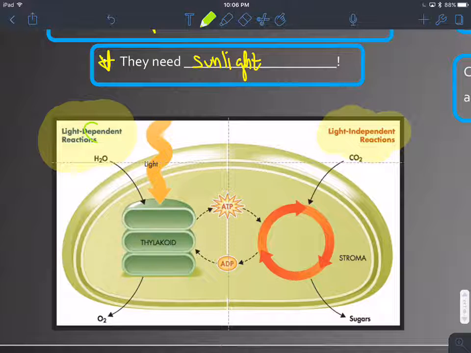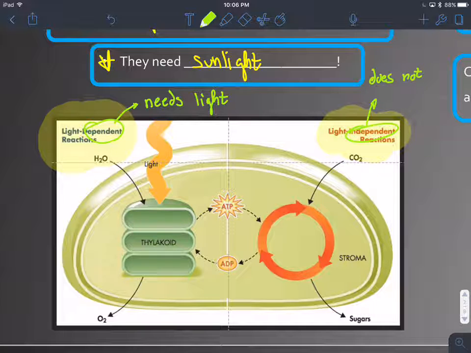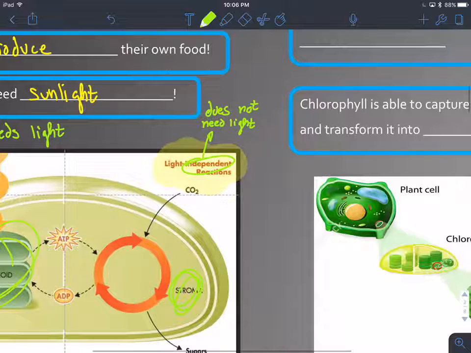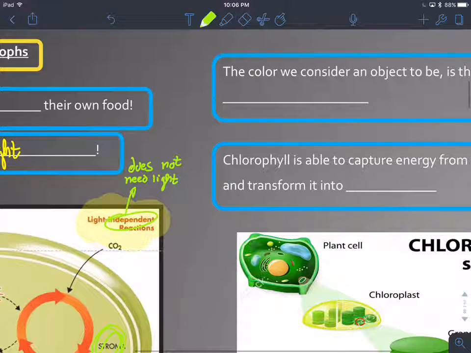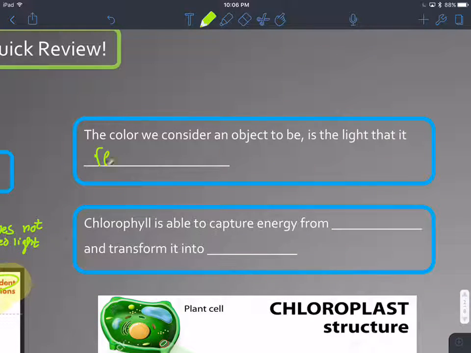Remember, the word dependent means that it needs light, while the word independent means it does not need light. And if we also recall, there's this thing called the thylakoids, which are where these light-dependent reactions occur, and there's the stroma where the independent reactions occur. All right. The other thing, the color we consider an object to be is the light that it reflects.